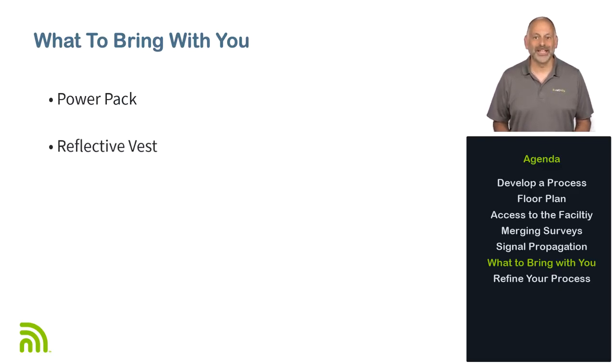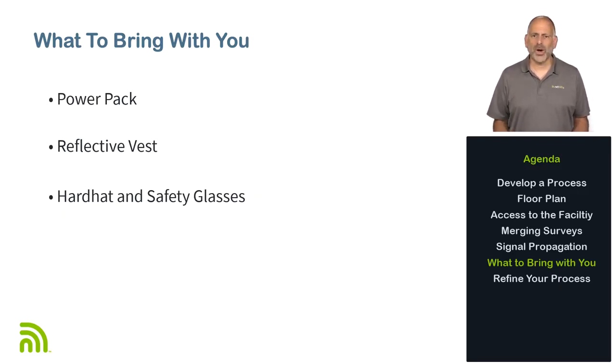A reflective vest. In many cases, you'll be walking around an active facility looking down at the screen. It's important that others can see you. Hard hat and safety glasses. Oftentimes, Wi-Fi networks are deployed in manufacturing facilities or warehouses where this protective equipment is required to enter the facility. A backpack for your extra batteries, measuring devices, some water, and anything else you might need while conducting the survey. You don't want to stop in the middle of the survey to retrieve these items.